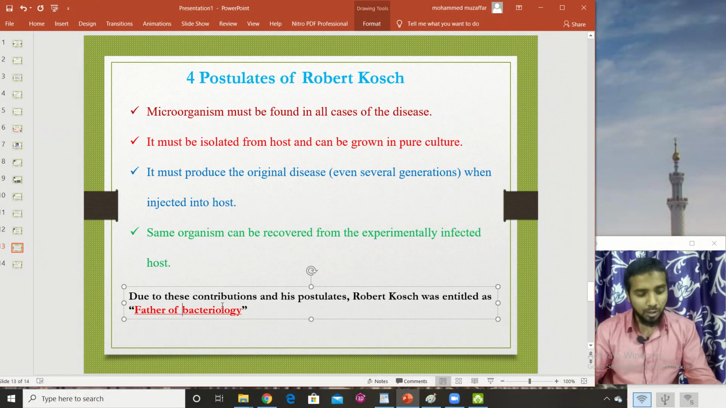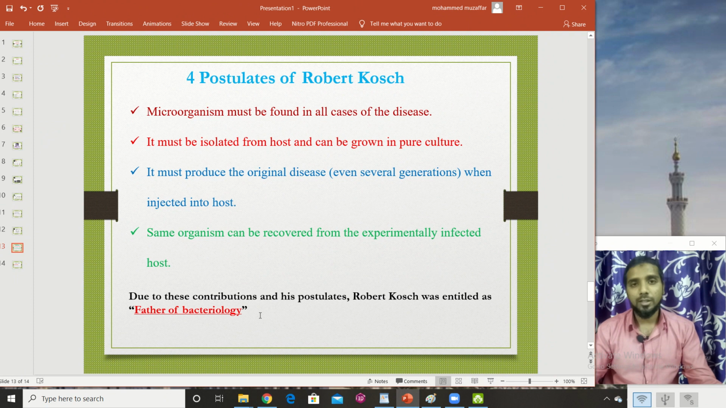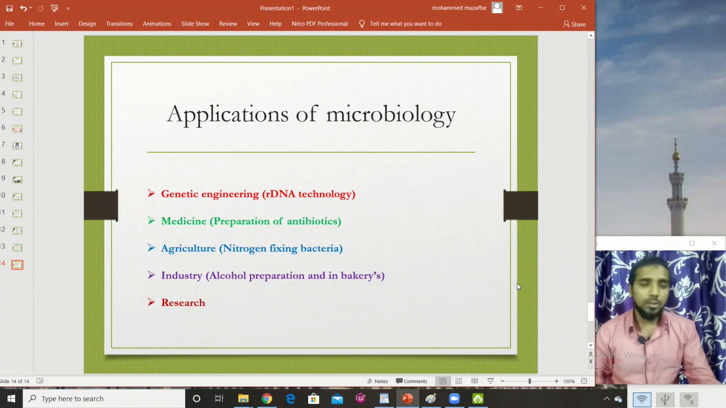Based on these postulates and his contributions, he was also given the title father of bacteriology. So now moving on to the applications. These were the important scientists that have played a major role in the field of microbiology. There are various other scientists also, but just for a brief introduction, I have considered only four scientists who have brought revolution in the field of microbiology.